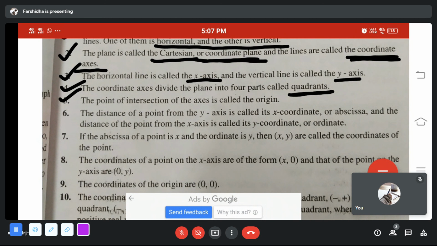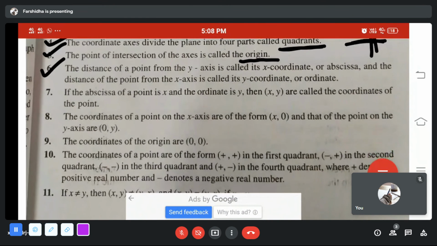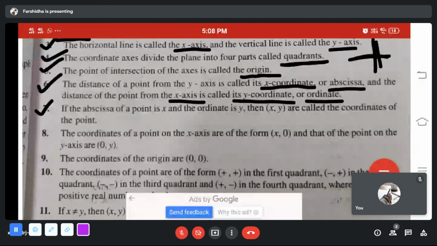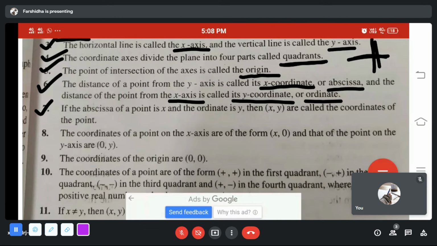The point of intersection of the axis is called origin. I have told you, the point of intersection between x-axis and y-axis is called origin. Sixth one, the distance of a point from the y-axis is called x-coordinate, or it is also known as abscissa, and the distance of the point from the x-axis is called y-coordinate. So y-coordinate is also known as ordinate. Seventh one, if the abscissa of the point is x and ordinate is y, it will be represented in this form: x we will write first and then y. These are called the coordinates of a point.